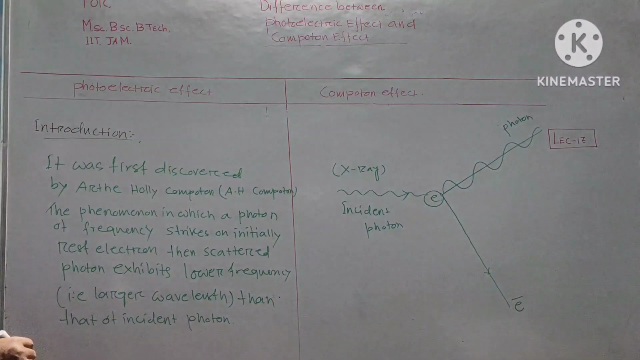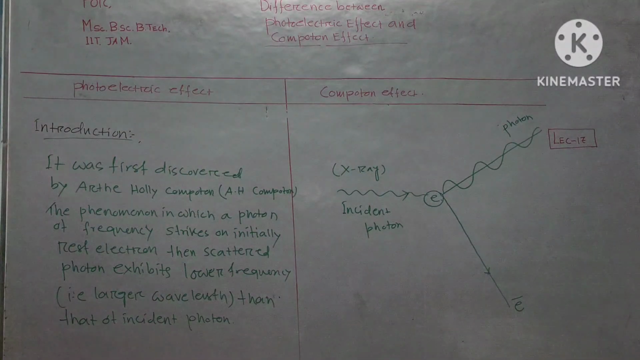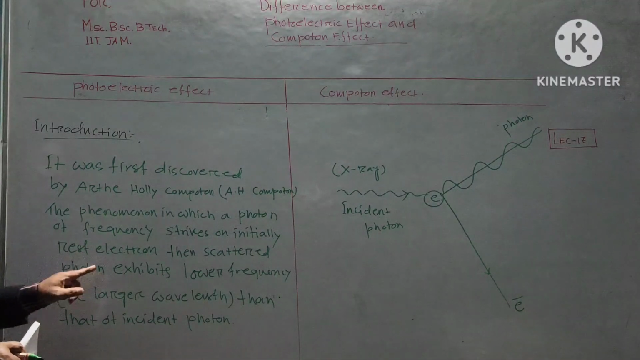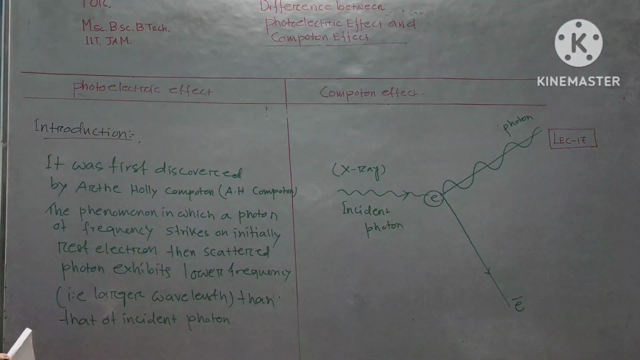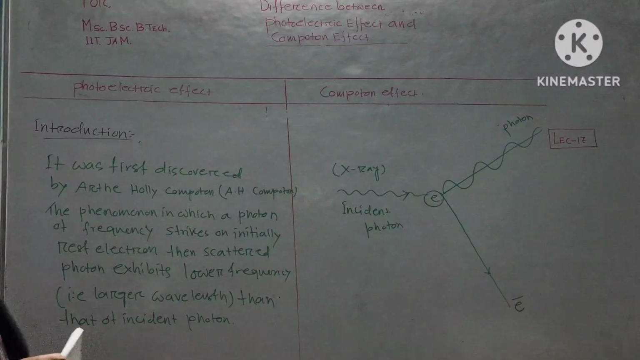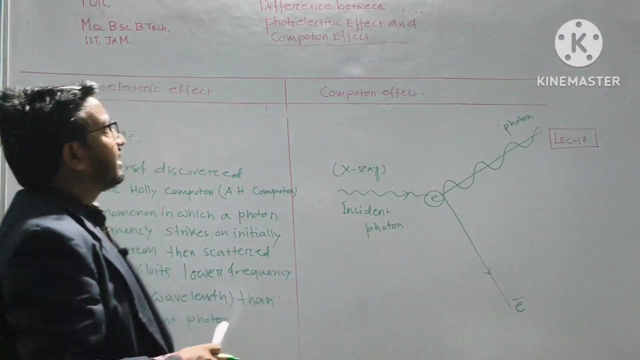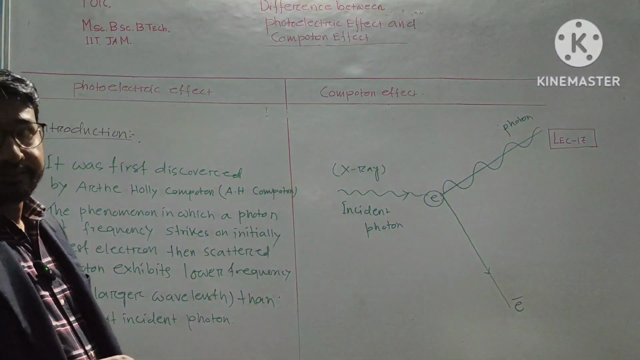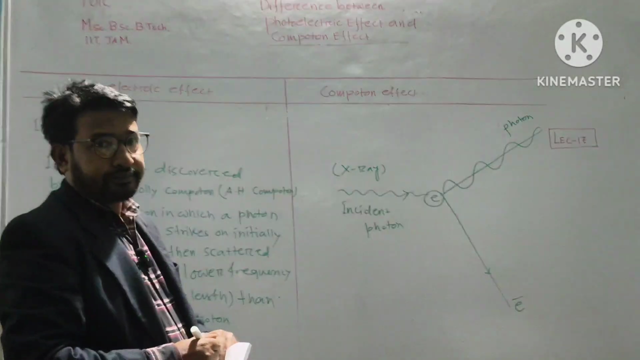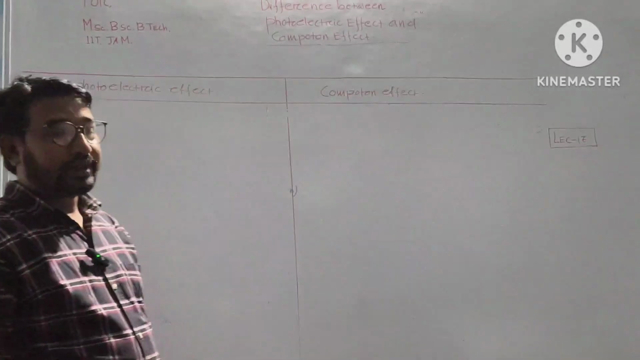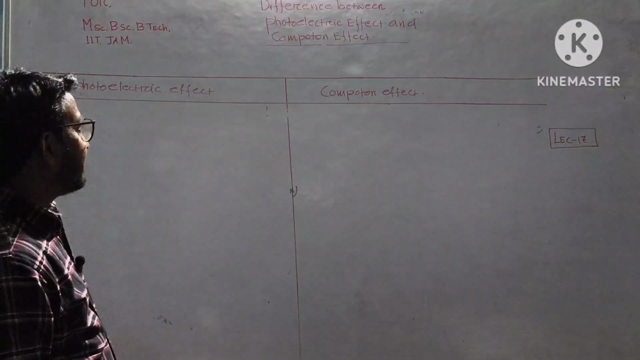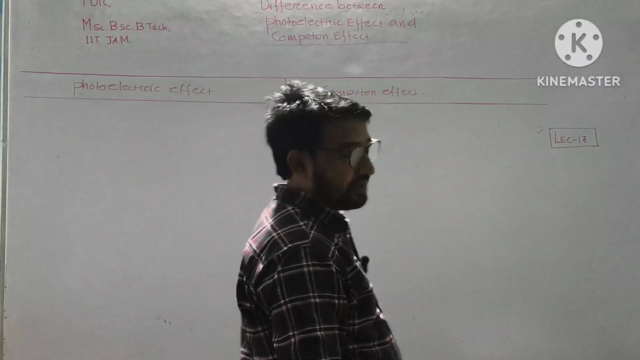It was first discovered by Arthur Holly Compton. In short, we can say A.H. Compton. The phenomenon in which a photon of a frequency strikes an initially rest electron, then the scattered photon exhibits lower frequency and larger wavelength than that of the incident photon. Now we are going to discuss the difference between the photoelectric effect and Compton effect.